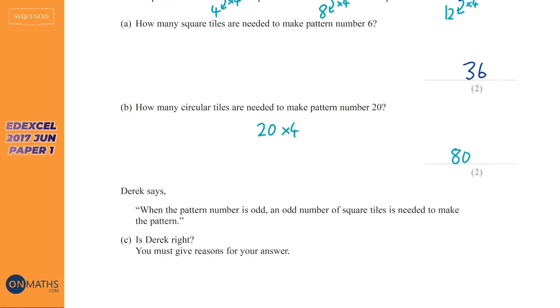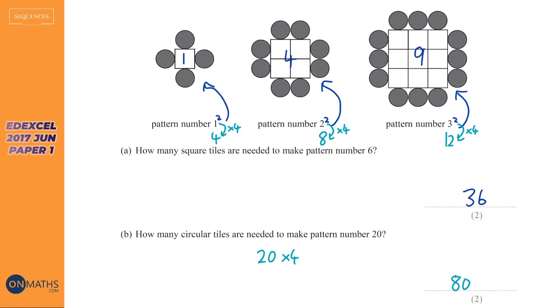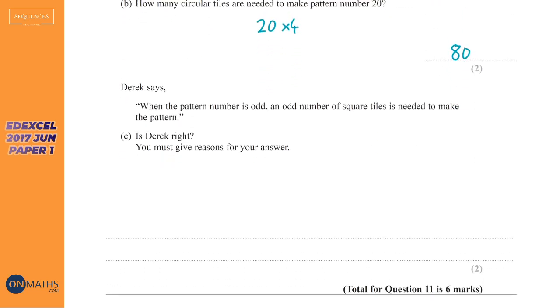So let's just see with the ones we've done whether Derek is correct. So the first odd number in our sequence is the first one, which is 1. And there was 1 square. Okay. The next odd number was 3. And there was an odd amount of squares there. Okay. So it seems that he's right with the ones we've got. And let's think logically here. So we've got pattern number.